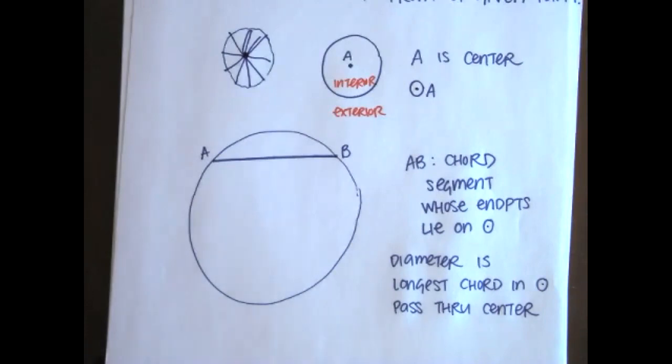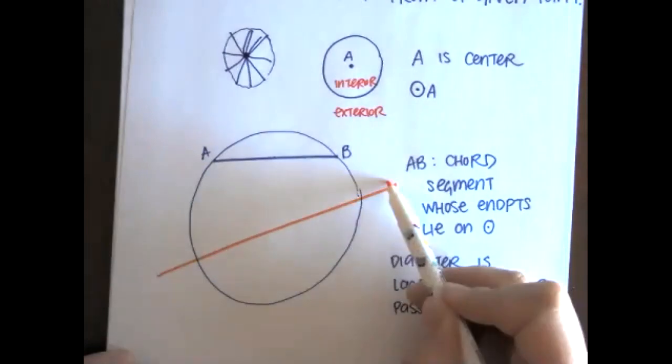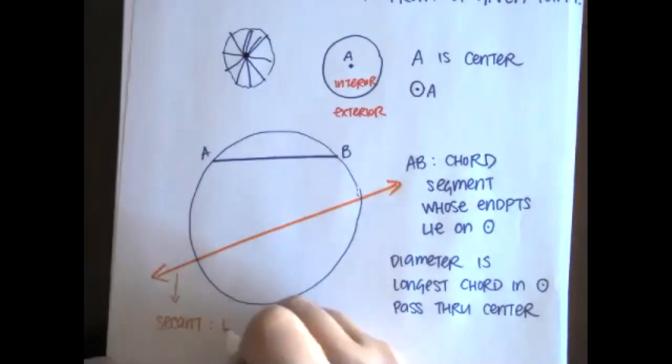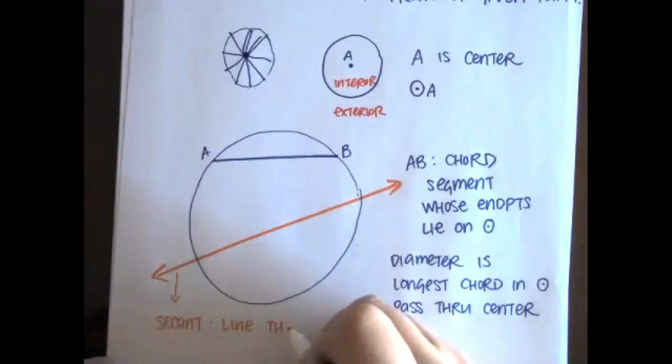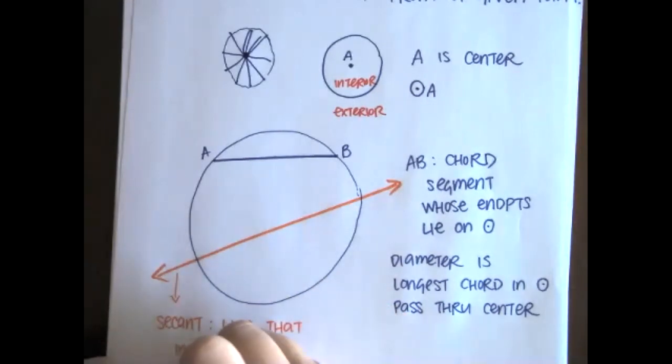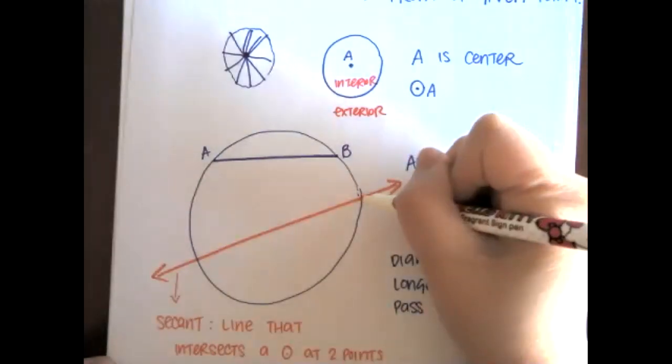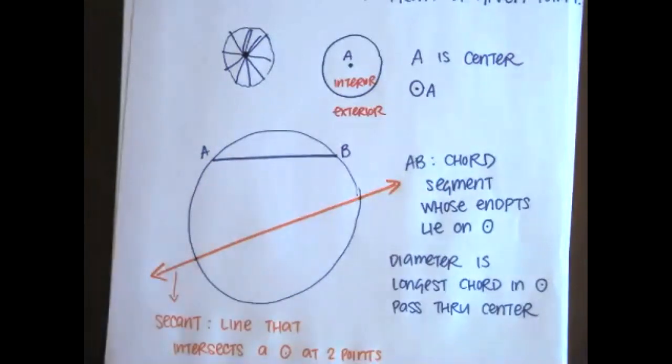Okay, so more parts. Let's use a different color. This is a secant. So this is a secant, which is a line that intersects a circle at 2 points. So it hits the circle in 2 spots.